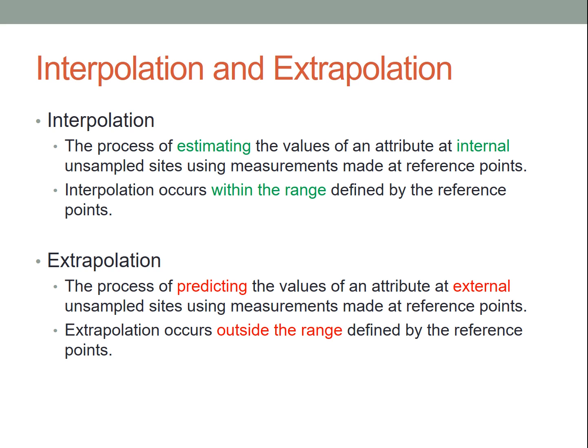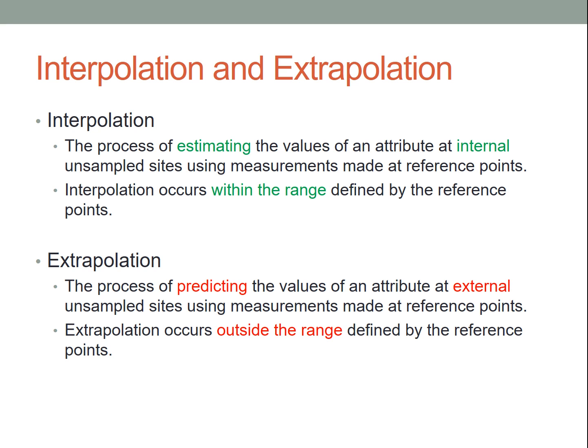So there are 2 ways of looking at modeling. There is interpolation and there's extrapolation. Interpolation is the process of estimating the values of an attribute at internal unsampled sites using measurements made at reference points. So keywords are estimating and internal. The interpolation occurs within the range defined by the reference points. So just kind of reading the slides there for you. It's the estimation of points within a particular range that have not been measured, right? That's an interpolation.